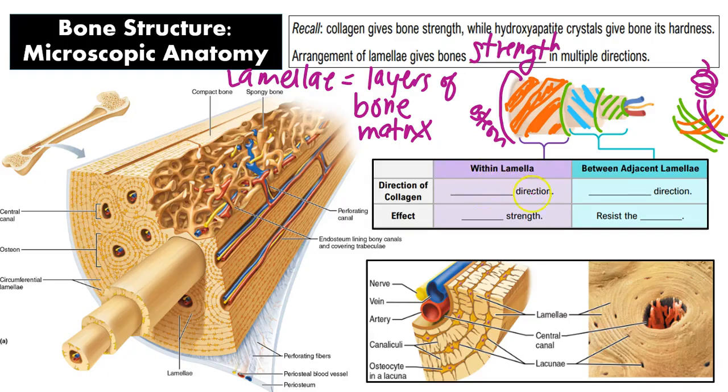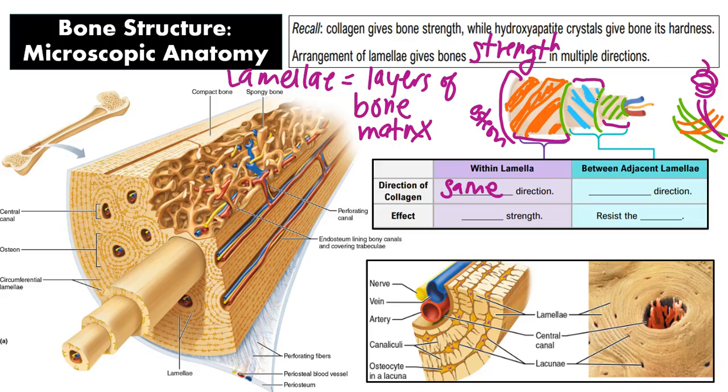So within the lamella, you have the direction of collagen fibers. And if they're in the same direction, you're talking about one single layer of lamella. So for example, this piece of lamella here is going to have collagen fibers all in one particular direction. This is going to have collagen fibers in another direction. This one's going to have collagen fibers in another direction.